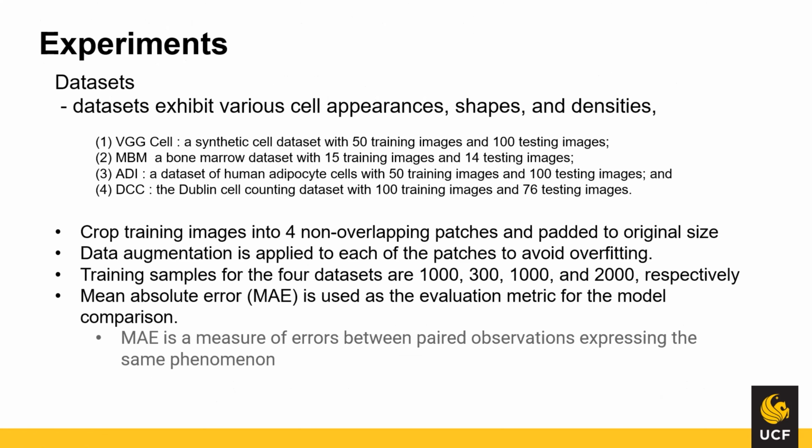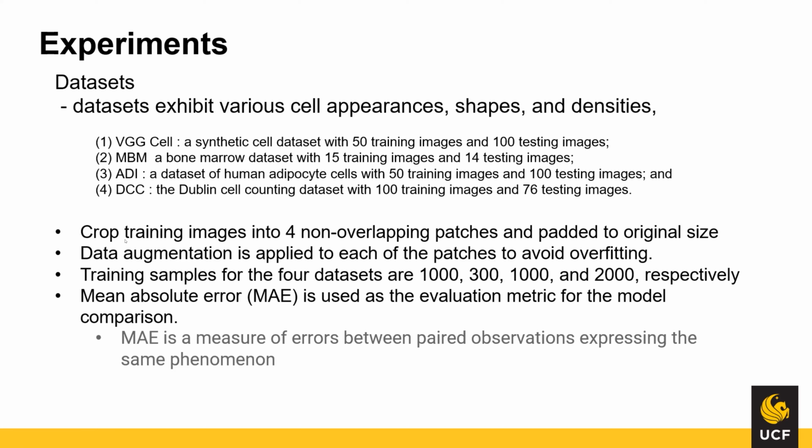So the experiments that they completed are based on 4 publicly available cell counting data sets. These seem to be the standard used by a lot of cell counters out there. They are like the benchmarking data sets. So the first one is a synthetic cell data set. The second one is a bone marrow data set, and then human adipocyte and a dubbling cell counting data set.